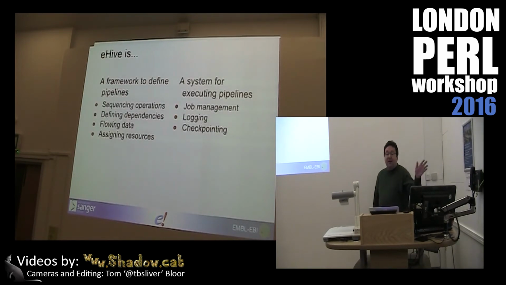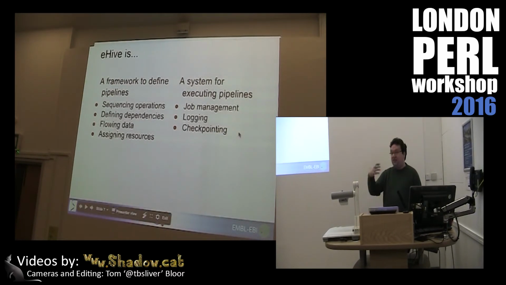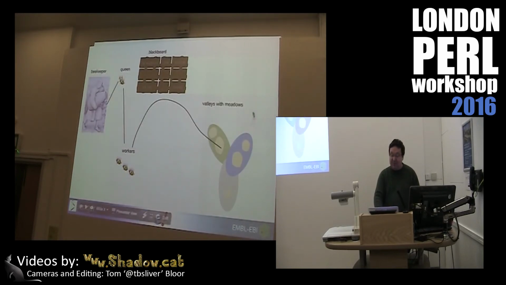Okay, so eHive is a framework to define pipelines, so you can write down exactly what you want to do and what order things need to go in, what's dependent on what, and what resources each of your little jobs require. Then it's also a system, once you define that pipeline, to actually run it so that you don't have to worry about dealing with the scheduler in the farm. eHive takes care of doing that as best it can.